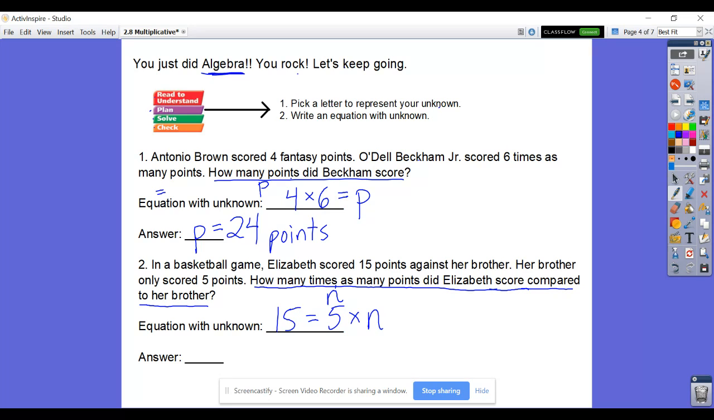So now, what factor would go there? 5 times what equals 15? You might be saying you already knew that. N equals 3. And then how am I going to answer this question? The question said how many times as many points? Would I write 3 points? No, you're going to write 3 times as many.